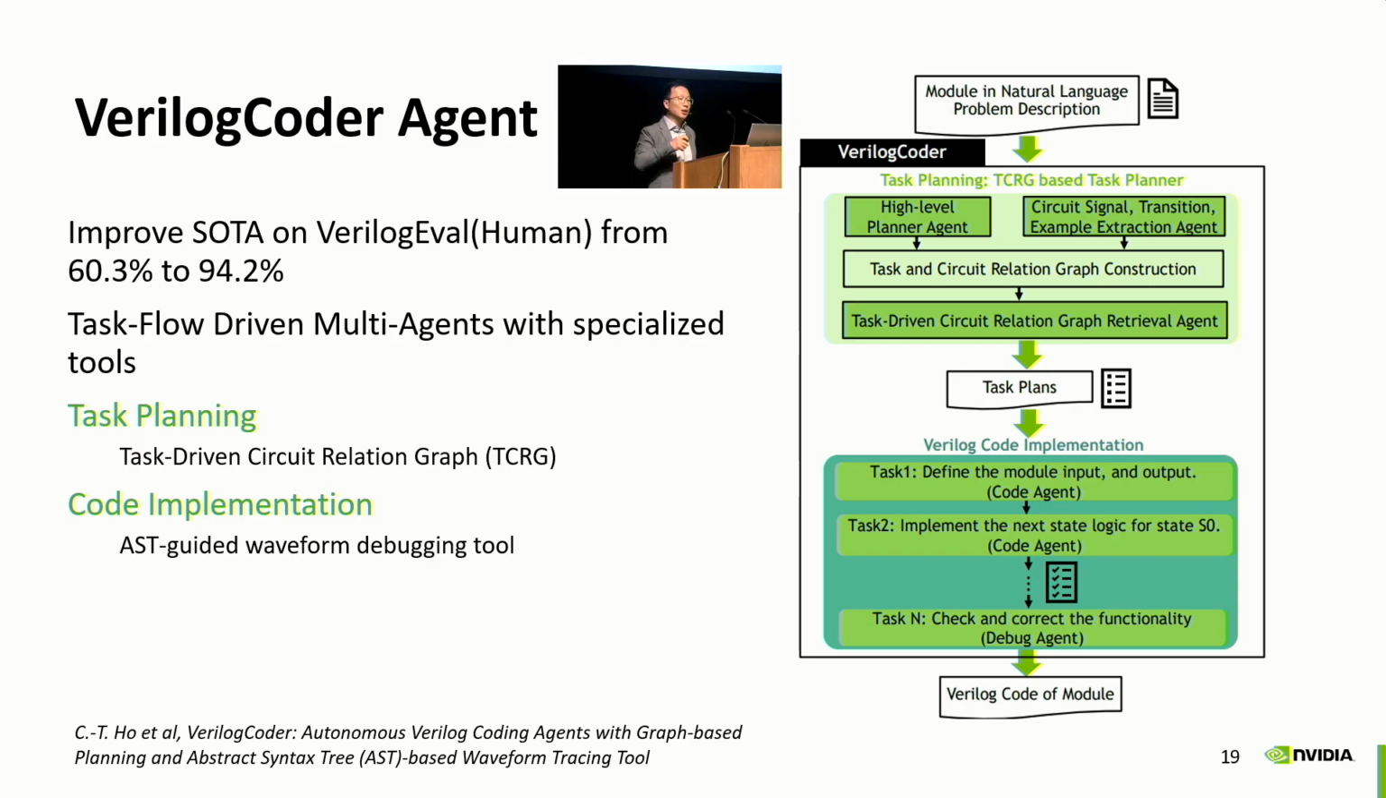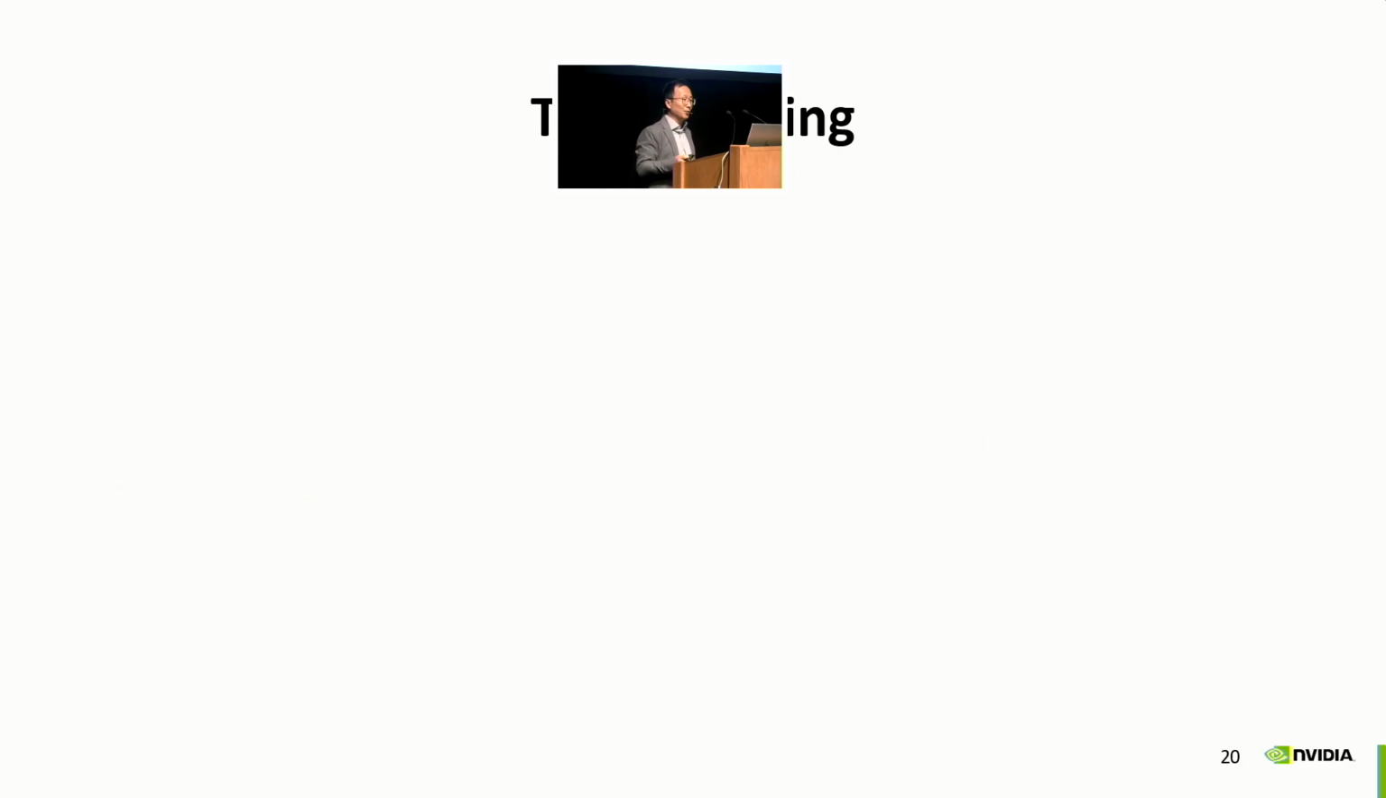The planning stage will generate plans with multiple tasks for the implementation stage to implement. And the planning stage leverages a custom knowledge graph called TCRG, task-driven circuit relation graph, to generate a detailed task specification. And then the implementation stage leverages a tool called the AST-guided waveform debug to debug the mismatch of the code. So let's look at the detail for each stage.